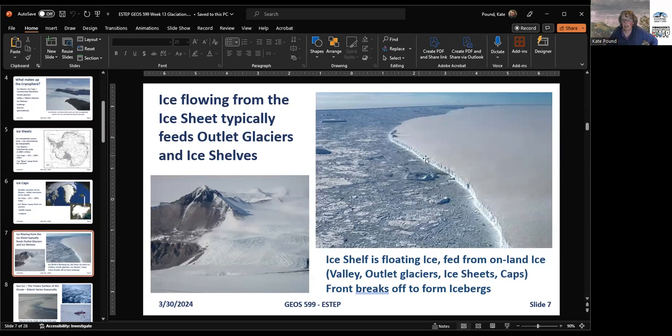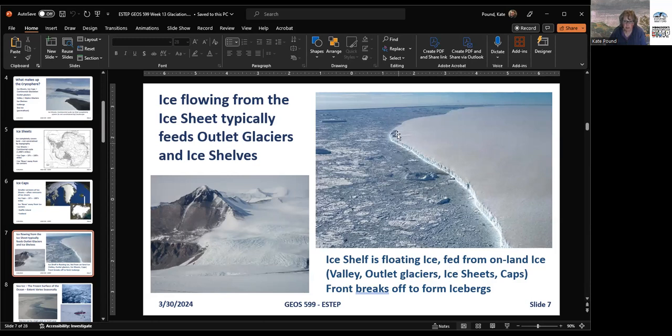So this here is part of the Ross ice shelf, and it is basically a floating tongue of ice that's fed by an outlet glacier that comes from the East Antarctic ice sheet. So here in the writing, ice shelf is floating ice, and it's fed by on-land ice. So that ice will move through a valley as an outlet glacier from an ice sheet.